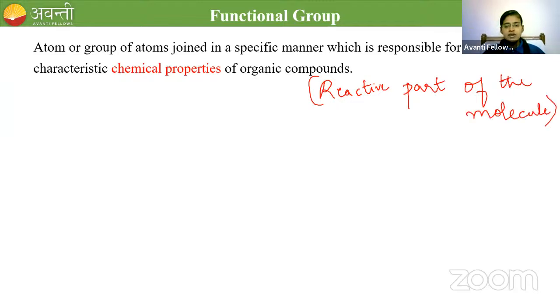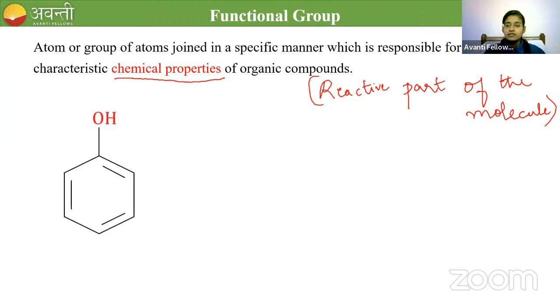You can go ahead with this definition also: it is an atom or a group of atoms joined in a specific manner which is responsible for the characteristic chemical properties. It means the chemical reaction will occur only where the functional group is present. That's why I said it is the reactive part of the organic compound or the molecule.